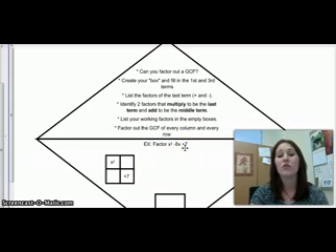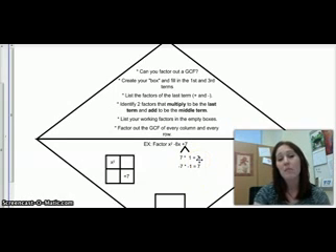Next, we're going to list the factors of the last term. So our factors of 7 are 7 times 1 equals 7. It's a prime number, that's all we've got. But don't forget, two negatives also equal a positive. So -7 times -1 also equals 7. I've got to list both of those.